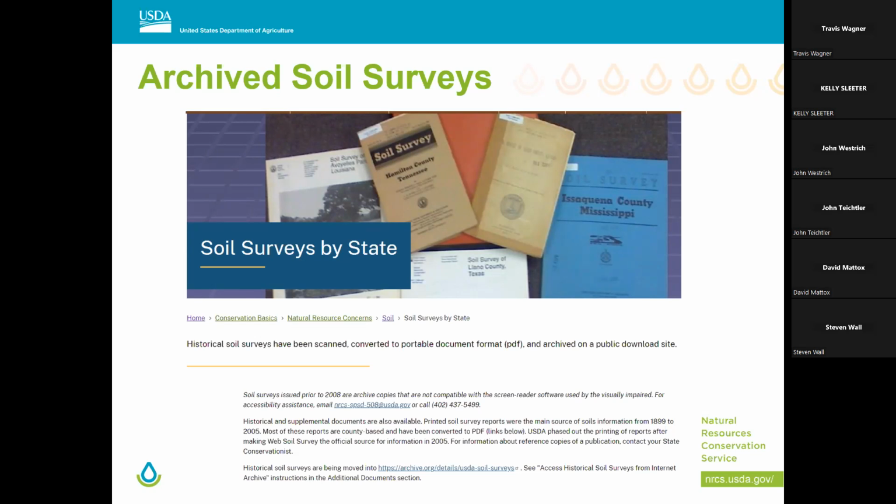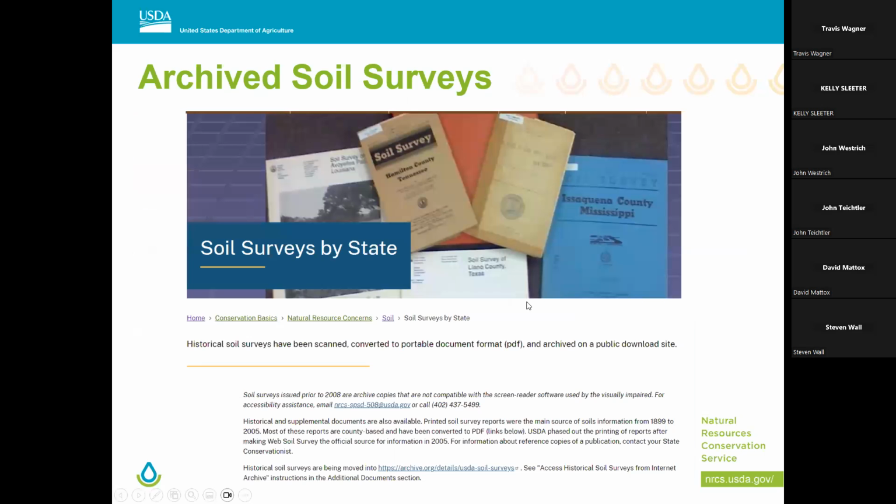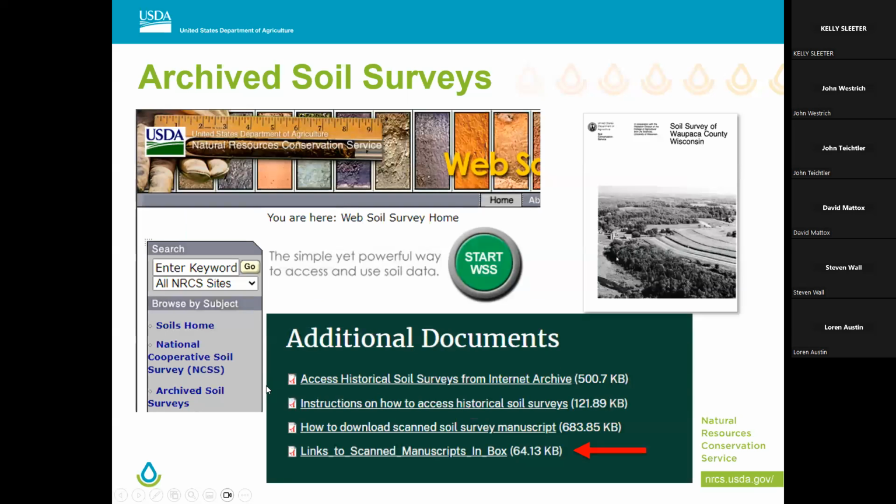So in this page, if you type in archive soil surveys, it'll bring you to this web page. Or if you're having trouble with it, there's a spot right on the web soil survey page. So if you go in the bottom or about the middle of the page on the left-hand side, you click on that link for archive soil surveys, and that'll bring you to this web page. Once you're on this web page for the archive soil surveys, you scroll down to this green box here. And in that, you'll be able to click on a link that joins you to the box that we have and where all of them are stored.